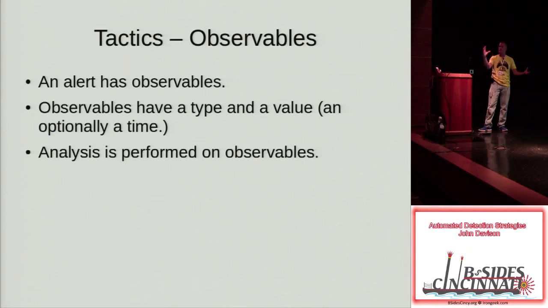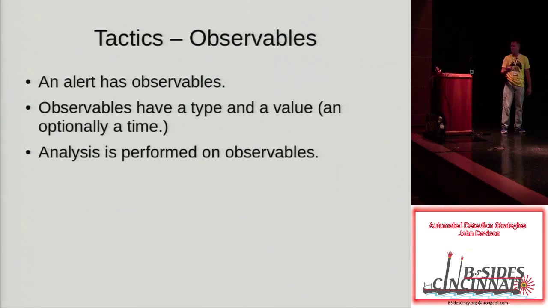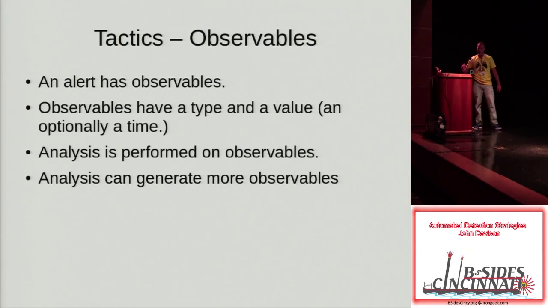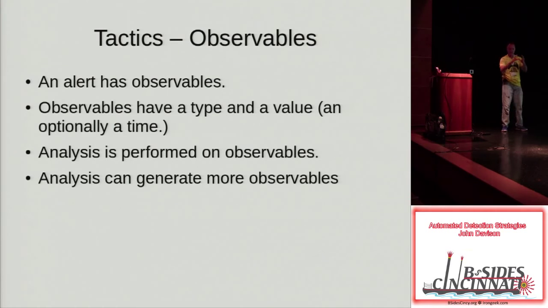Analysis is then performed on the observable. I'm going to take that IP address and do something with it. What I do depends on the type, right? If it's an IP address, as an analyst, I know there are things I can do with this. I can go pull PCAP on it. I can do a Splunk search on the proxy logs, something like that. And as I do the analysis on the observable, that's going to generate more observables.